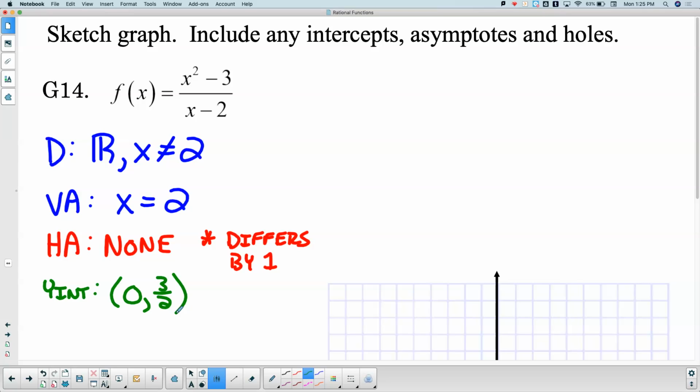Julia, I know you've been away for a couple of days, but do you think that you could figure out how to do the x-intercepts? Yeah. Okay, so that means I'm going to have to set x squared minus 3 equal to 0, right? Yeah. And then what do I got to do with that? Just the square root of 3? So how many x-intercepts are there? There's 2 of them. And what are they?